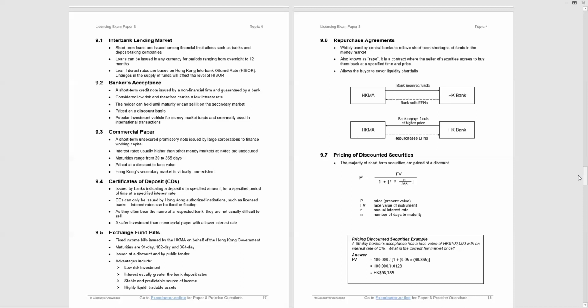Now, what they can do in the exam, which is slightly nasty, is they give you the future value, the face value of the instrument, they give you the current price, and they give you the number of days to maturity. And the question asks you, what is the yield or the interest rate of this instrument? And it will be the annual rate. And what that entails is calculating R in the formula.